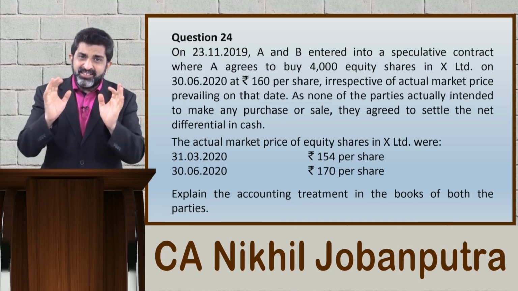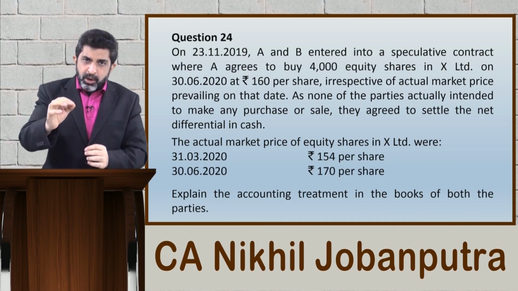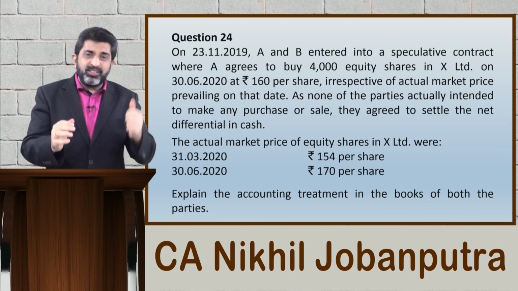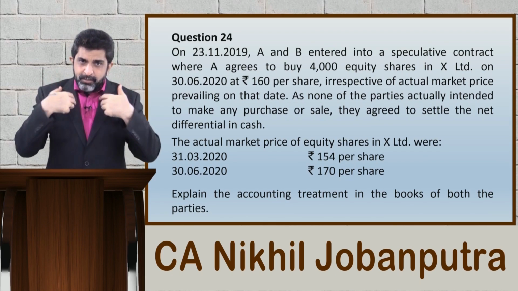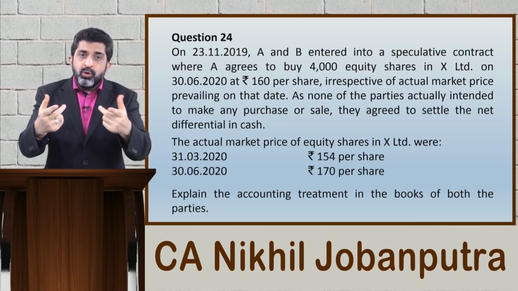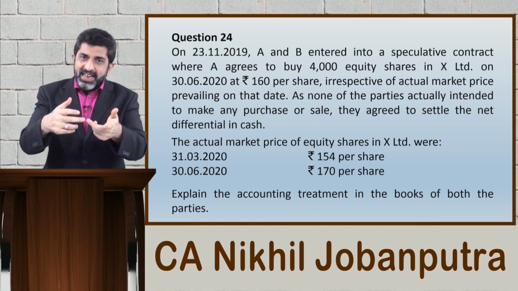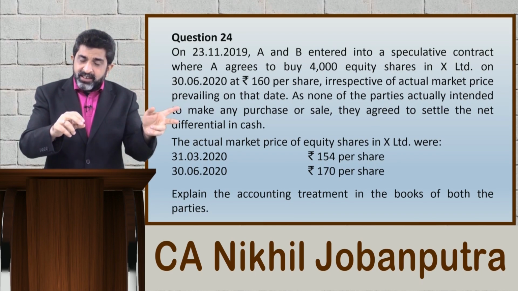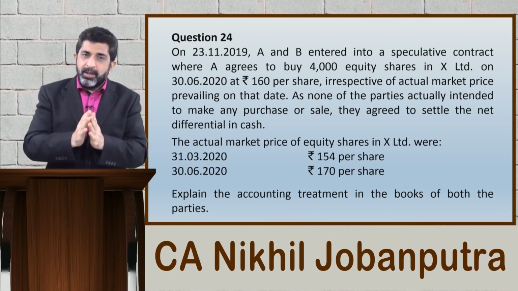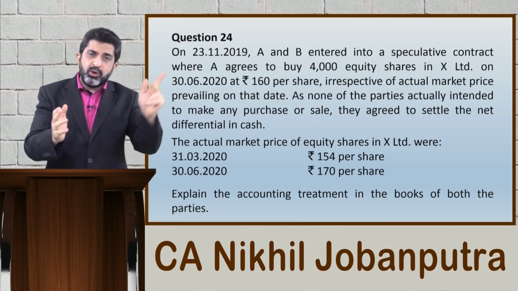So let us analyze the given facts. Fact number 1, this is a case of a forward contract. Why? Because two parties, A and B, have agreed to make a purchase or sale of a defined asset at a defined future date at a price which is agreed today. It is fulfilling the condition of a forward contract.